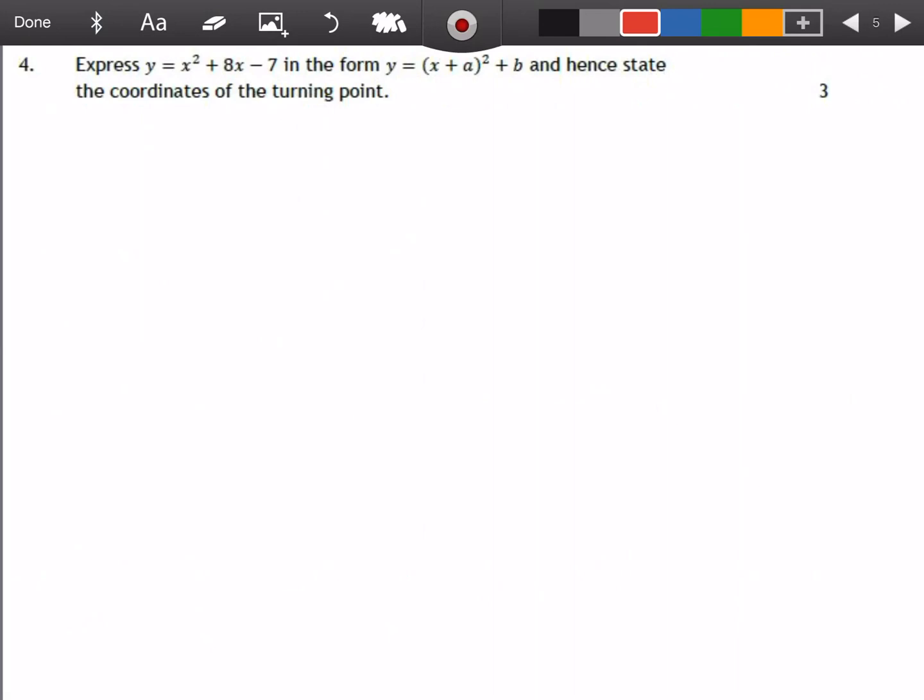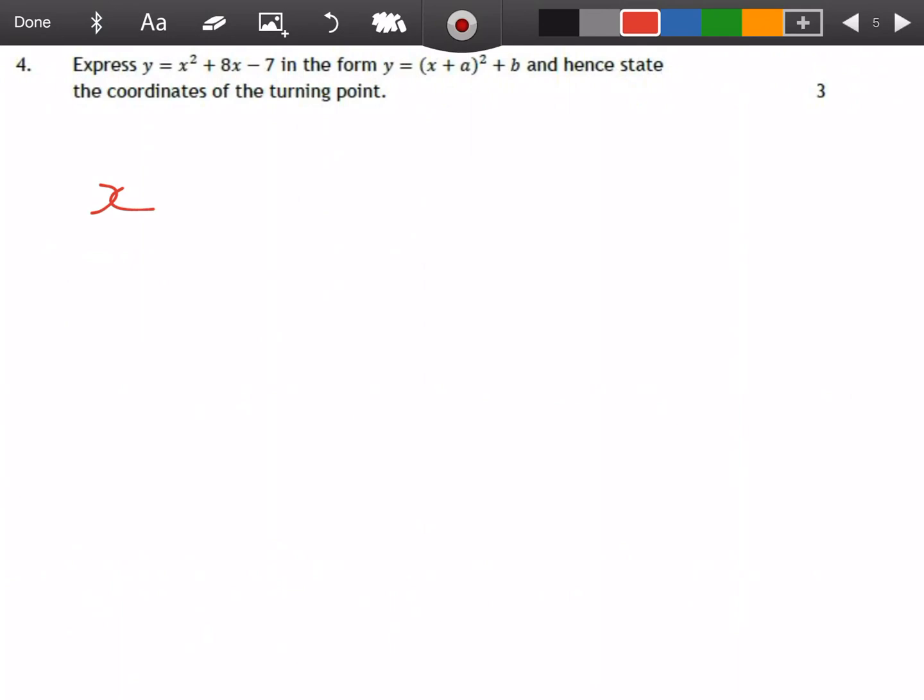Number 4. Express this in the form x plus a bracket squared and find the coordinates of the turning point. Right, we'll do the first part. Don't worry if you don't remember the names of what it's called. This is a completing the square question. So completing the square: half it, square it, subtract it. It needs to look like this, okay?